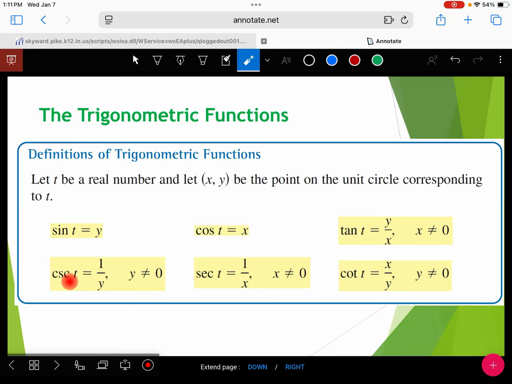So to get cosecant, I have to flip sine. To get secant, I flip cosine. To get cotangent, I flip tangent. The sisters are reciprocals. That's how we're going to find the sisters. Okay?